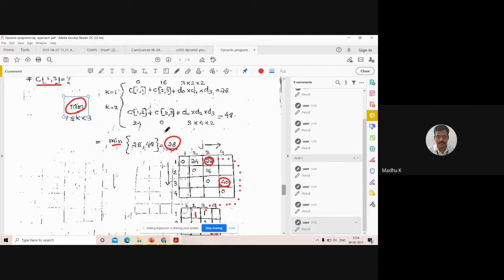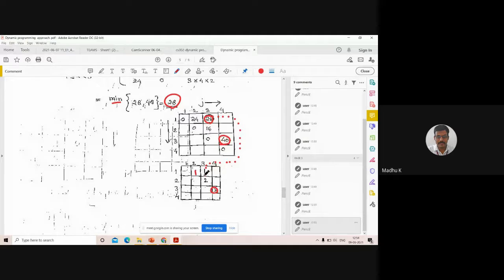Why? Here you can note k is equal to 1, k is equal to 2. Which one did I select? 28. That is, k is equal to 1 is selected. So that is why I am putting 1 here. In that way we should put the value or fill the matrix M.